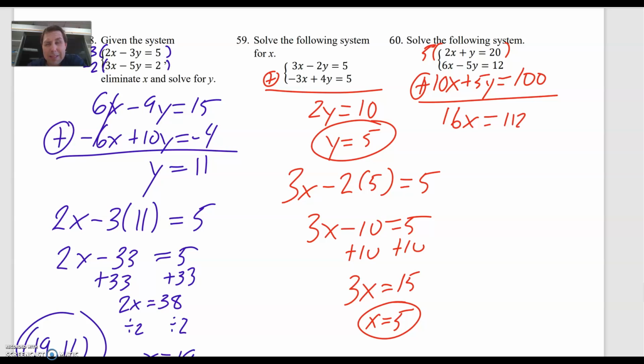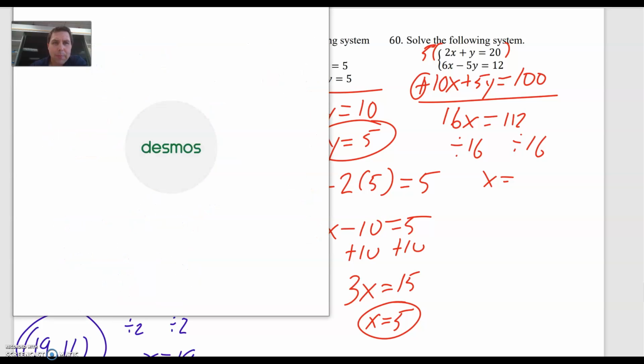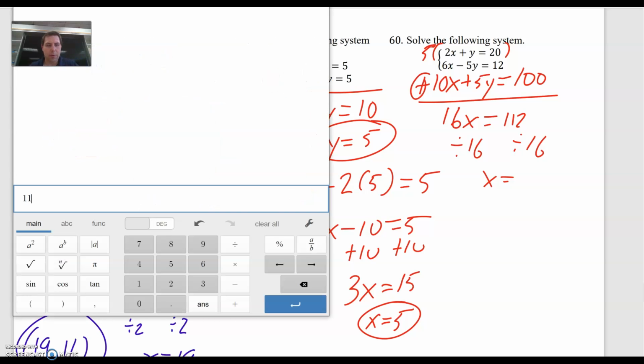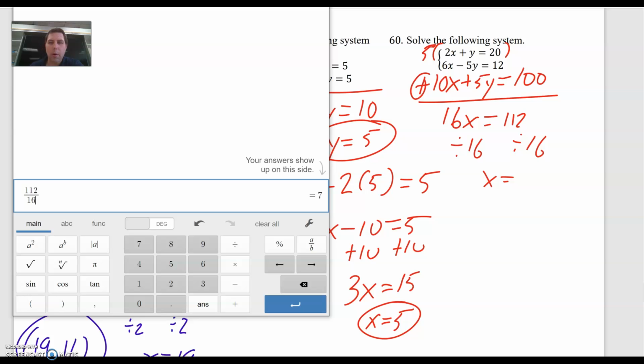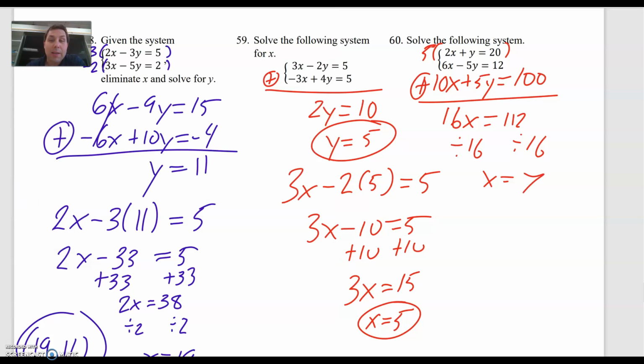If I divide by 16, what does that give me? I want to say it's 12. I'm not sure. Let me pull up a calculator quick. So 112 divided by 16. No, I was way off. 7. So x equals 7.